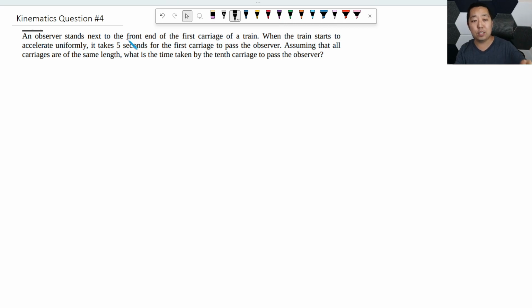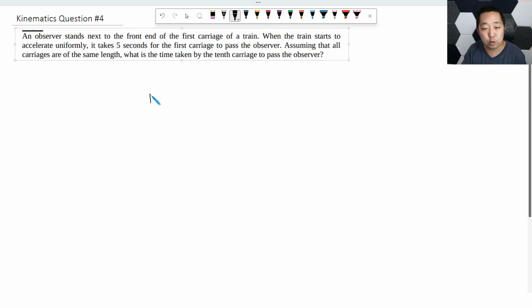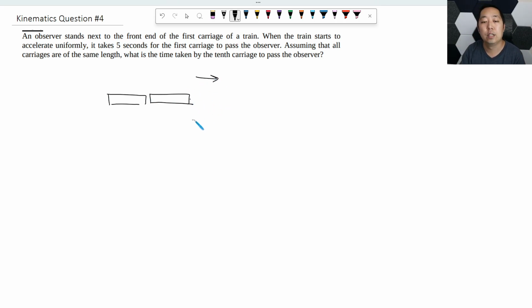So we have an observer who stands next to the front edge of the first carriage of a train. Let's draw out the picture of the train. Normally I just use a dot for everything, but we've got a carriage of a train, and we have an observer. We'll call this the front. We'll say the train's going to be moving to the right, and we have a person here. And basically, this train is going to be traveling to the right.